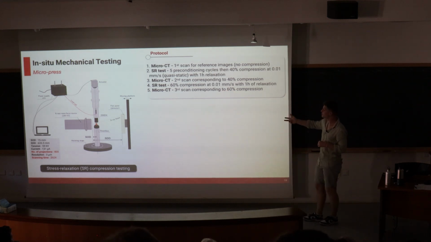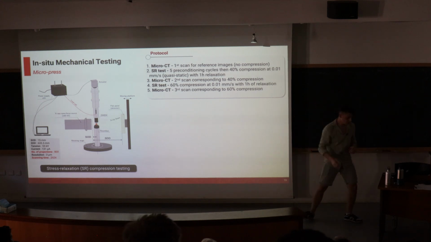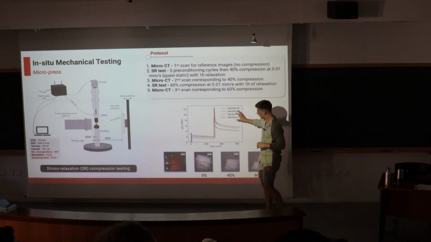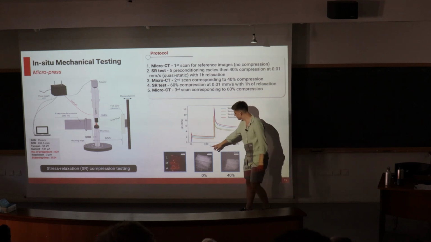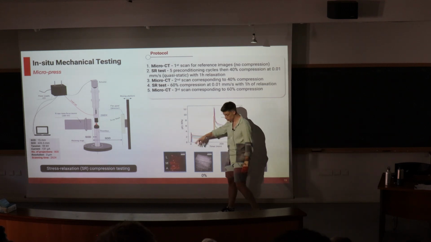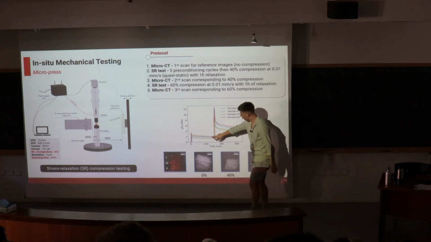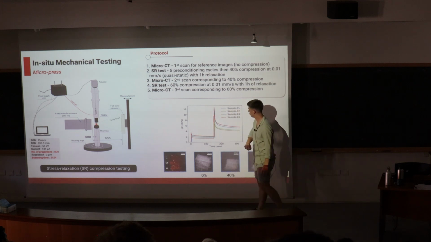Then we did exactly the same thing at 60% compression, and we obtain these kinds of curves. This is a very typical curve from these kinds of tests. Here, this is the time, and PK1 is the first Piola-Kirchhoff stress. It's basically the force divided by the cross section of the sample. And this is for 40% compression and 60% compression.